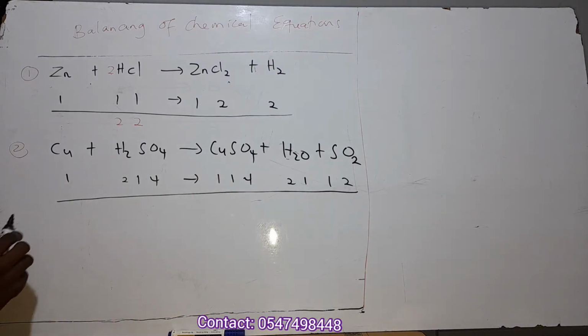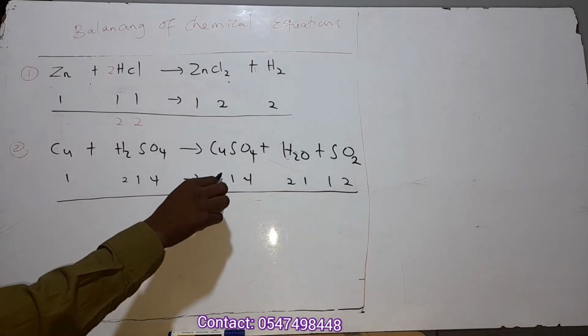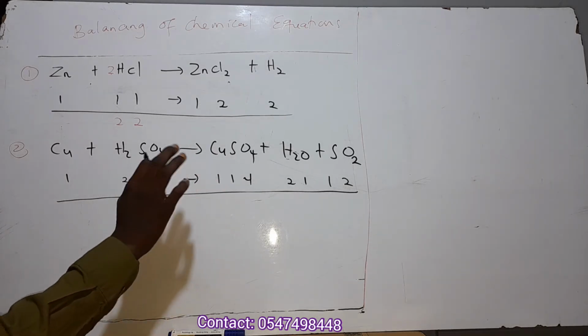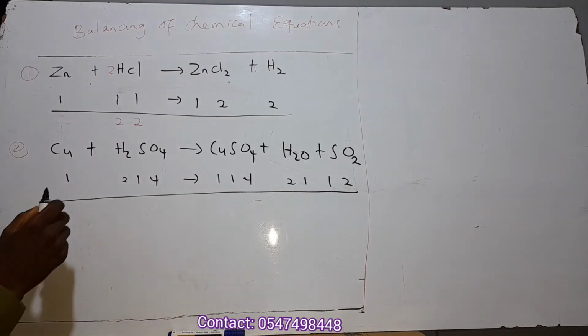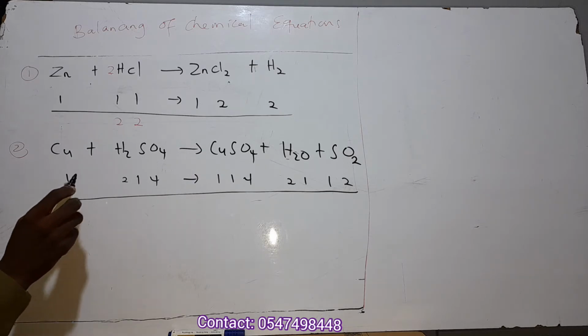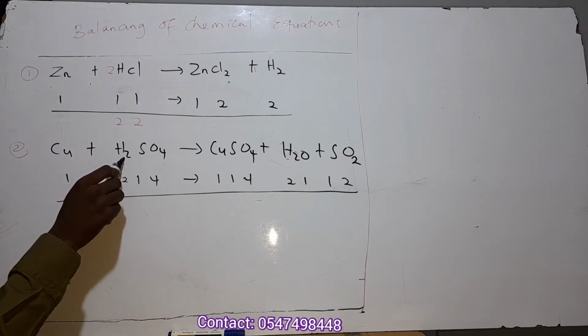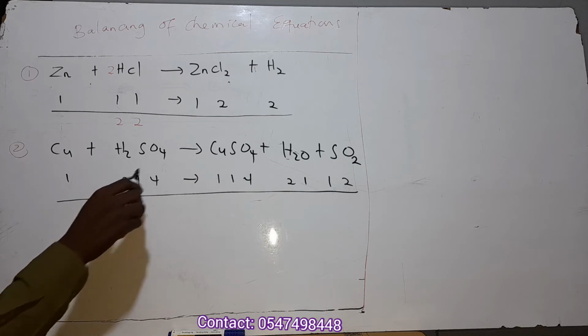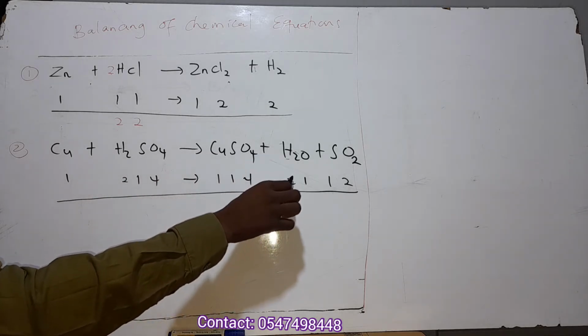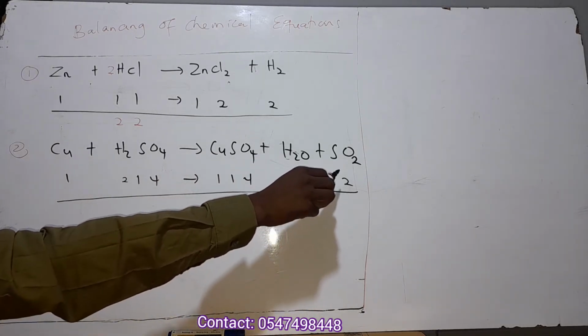Now let's look at balance of this equation. Let's start with copper. We have 1 copper here, and we have 1 copper here. It means it's okay, right? Good. Let's look at hydrogen. How many hydrogen do I have here? I have 2 hydrogen here, and 2 hydrogen here. So the hydrogen is also balanced, right?